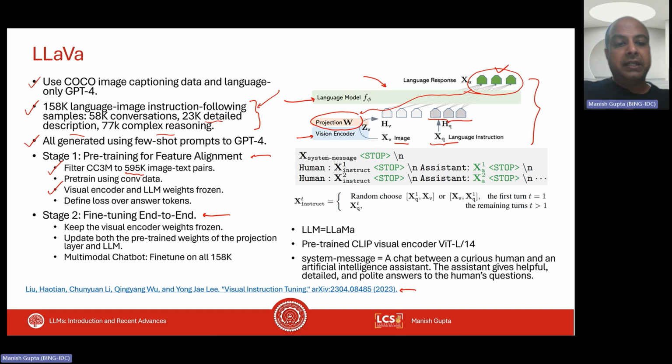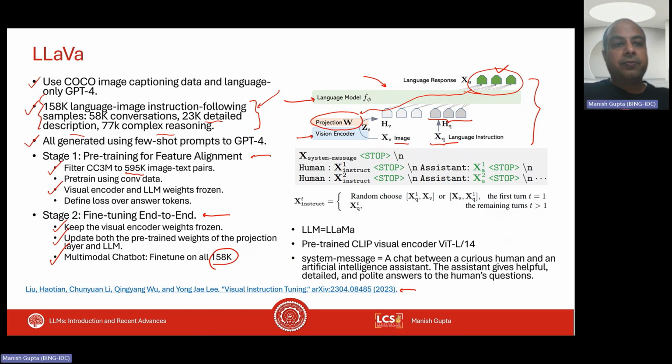In stage 2, you keep the visual encoder weights frozen, but update both the pre-trained weights of the projection layer and the large language model. So the vision encoder is kept as it is, but in the second stage of fine-tuning, you also fine-tune the large language model weights. The fine-tuning is done on the entire 158K instruction tuning data.